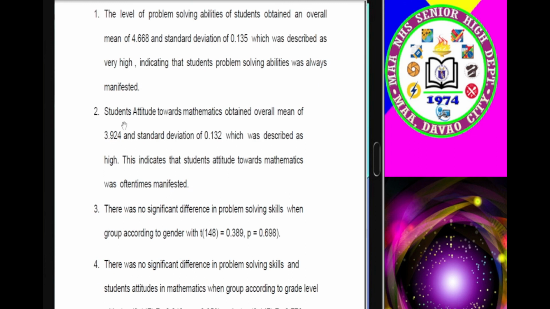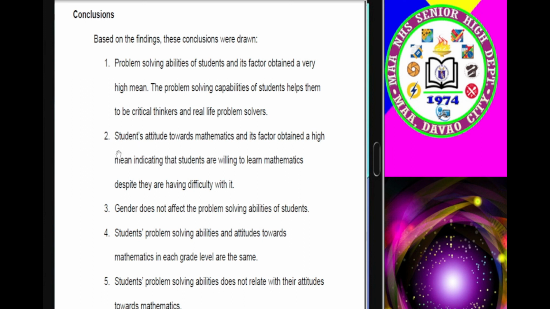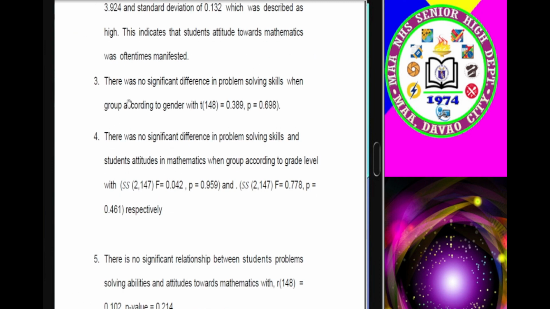Number 2, student attitudes toward mathematics obtain an overall mean of 3.924, a standard deviation of 0.132, which was described as high. This indicates that students' attitude toward mathematics was often manifested. For that conclusion, students' attitude towards mathematics and its factors obtain a high mean, indicating that students are willing to learn mathematics despite having difficulty with it. Okay, so that is our conclusion. Remember, in conclusion, there are no more figures.